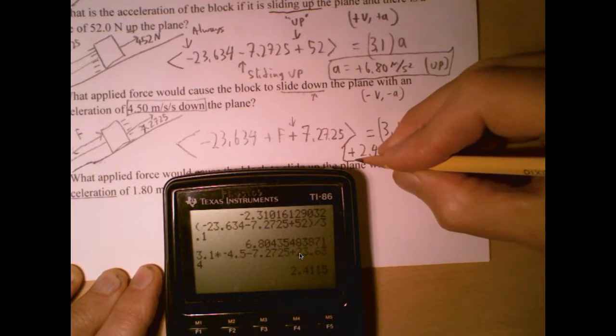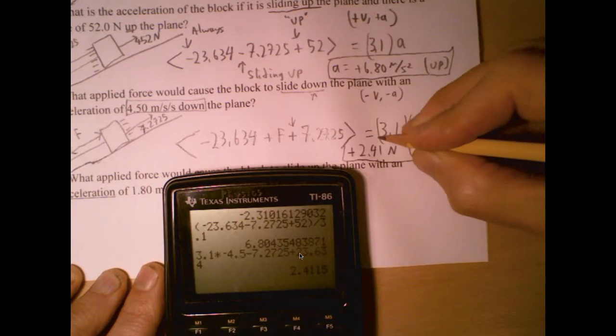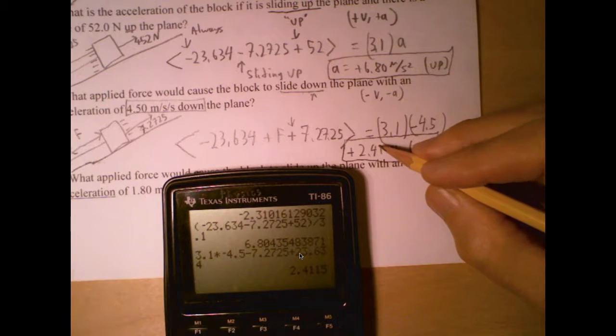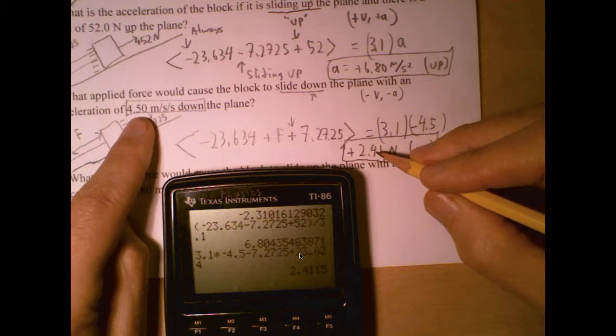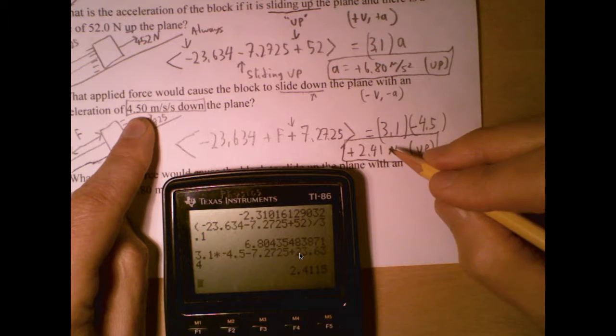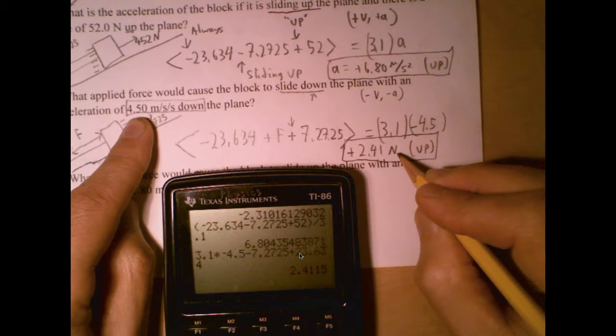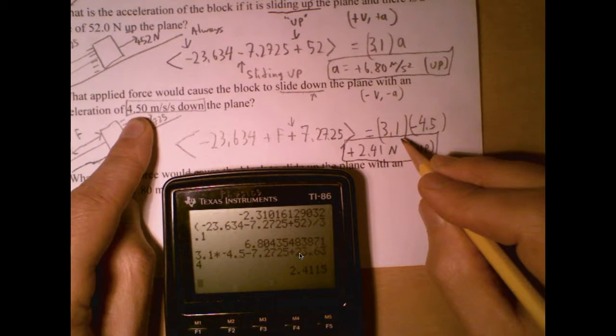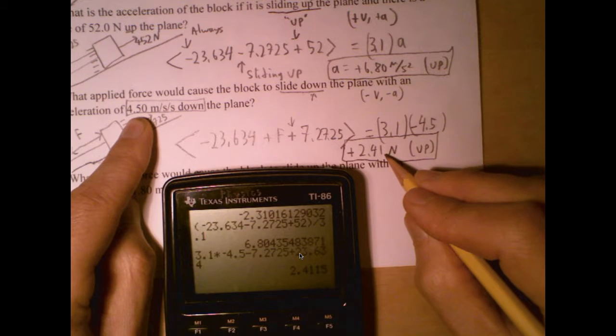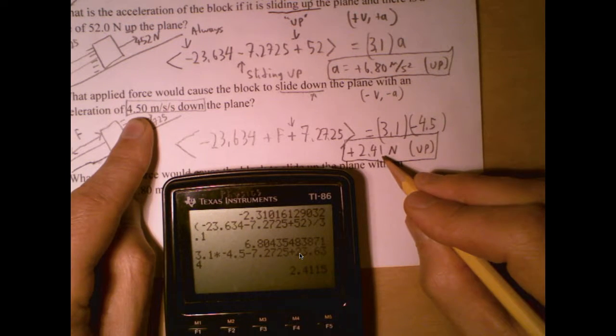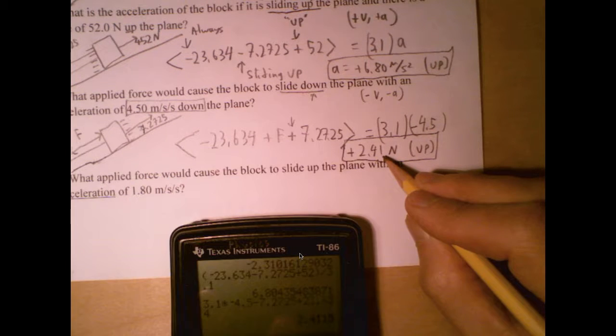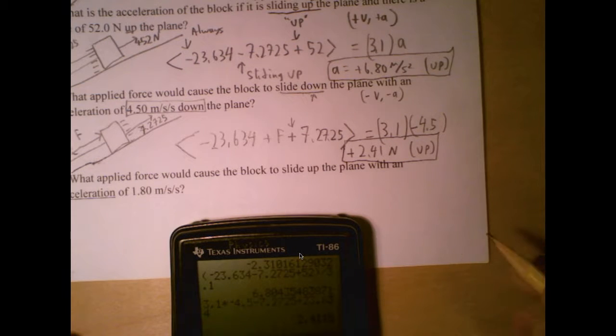So this is kind of an interesting thing, right? This block is sliding down the plane with an acceleration of 4.5 meters per second squared down the plane. Yet, to make that happen, you actually have to have a force, a retarding force, a force acting up the plane of 2.41 newtons. So presumably without this force, it would accelerate down the plane faster than that, right? Which is kind of interesting, right? Okay, I don't know. It's kind of interesting in a physics teacher sort of way. All right, let's do our last problem here.